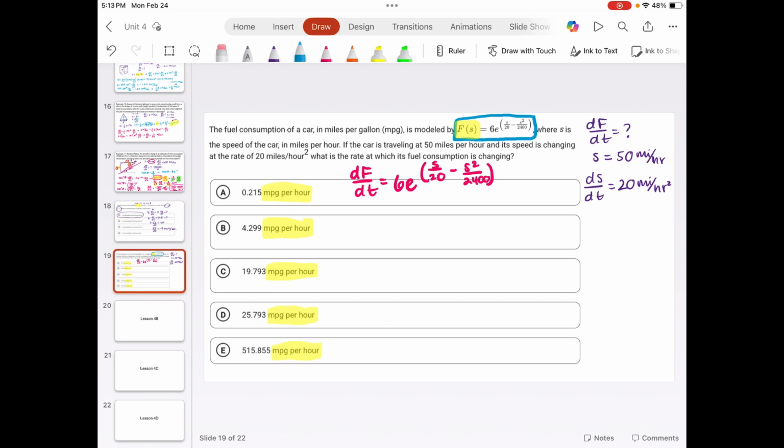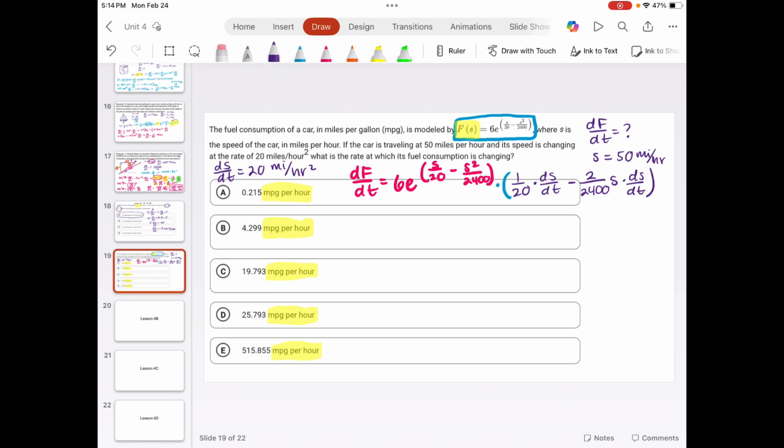So I'm going to have a multiplication here in parentheses, and I'm going to do the derivative of s over 20. I'm going to erase this right here just so I have a little bit more room. I'll rewrite that over here. So ds/dt equals 20 miles per hour squared. Okay, so I'm going to go ahead and take the derivative of s over 20, which is going to be 1 over 20 times ds/dt, minus, now here I have 2, which is going to come out in front, so I'll have 2 over 2400 times s times ds/dt.